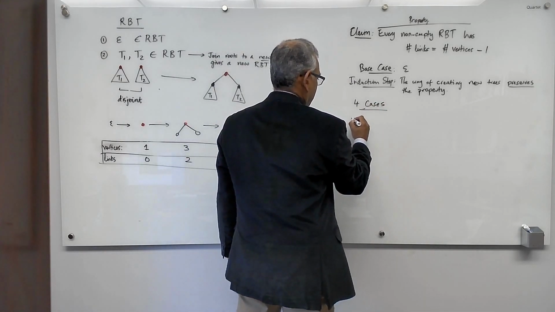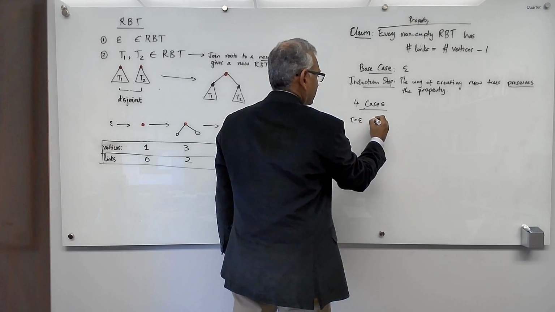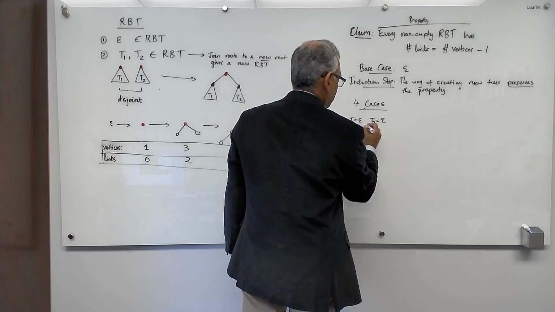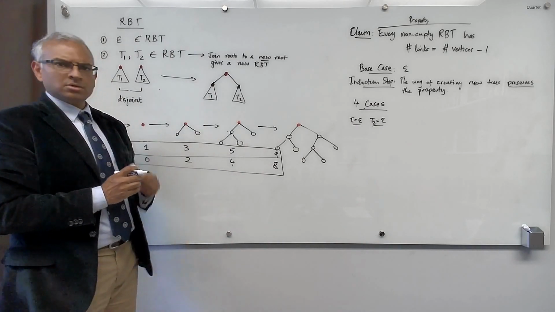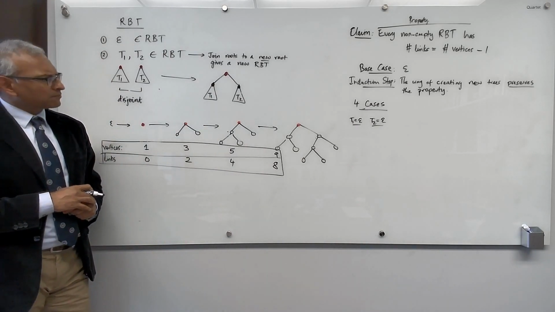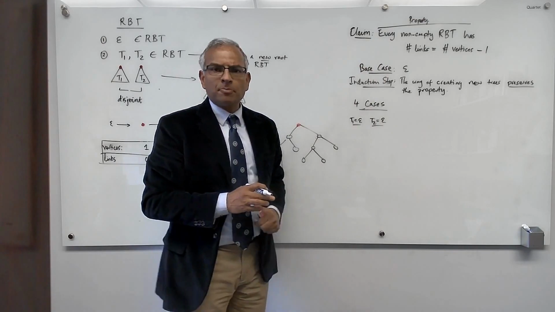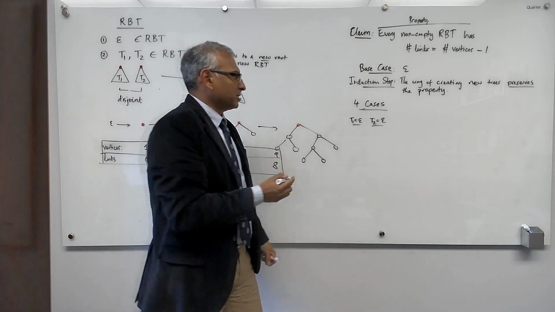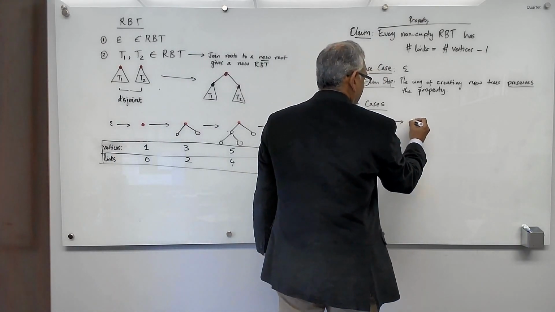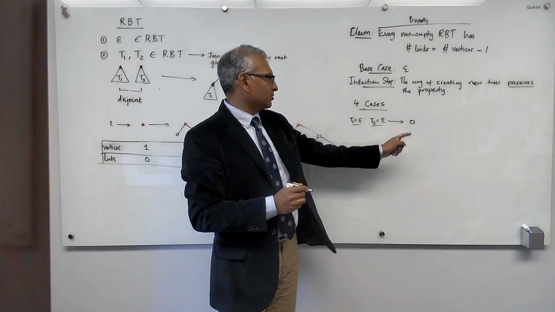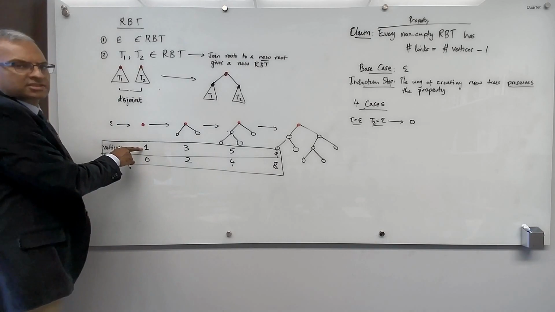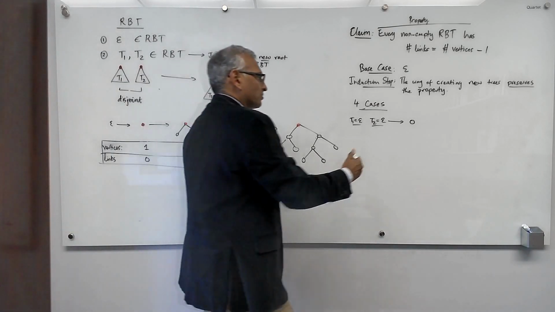The four cases are: T1 equals the empty tree and T2 equals the empty tree. That could certainly be the parents that are going to create a new child, and these two parents have the property vacuously, but they have the property. So I need to show that the child is a single node and that single node has the property. Well, the single node is what we just considered here. Vertices 1, links 0, so check.